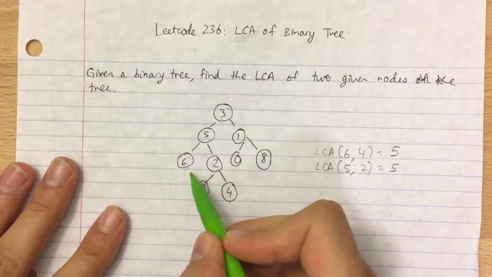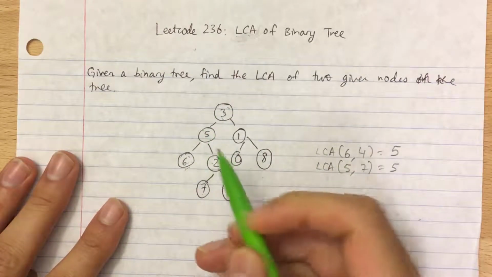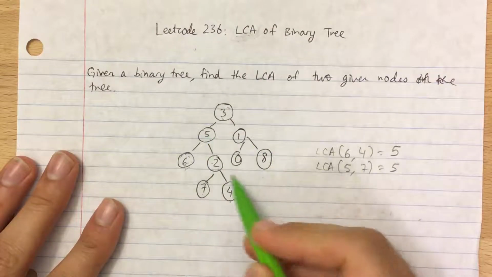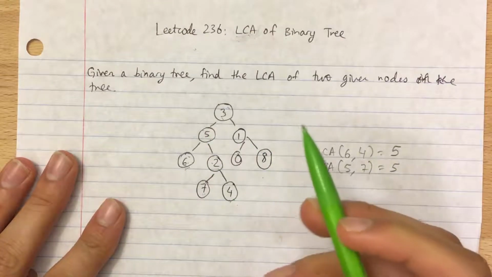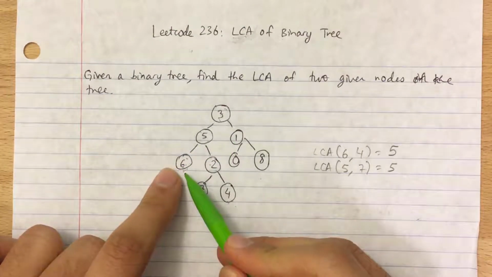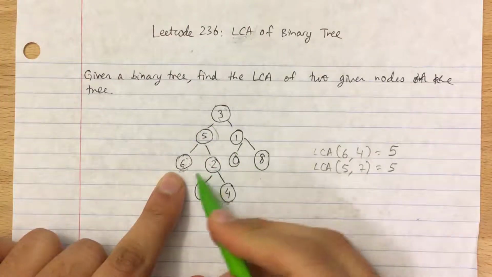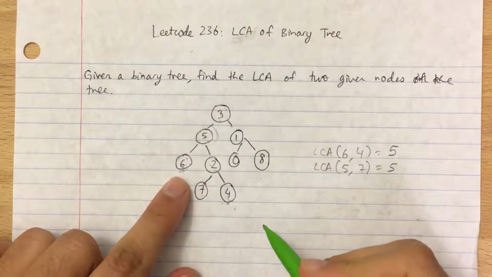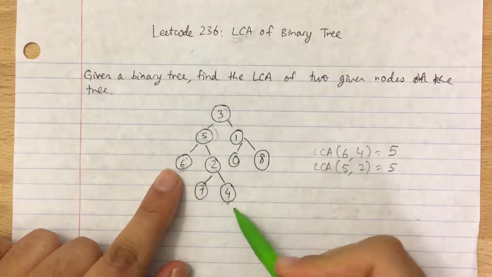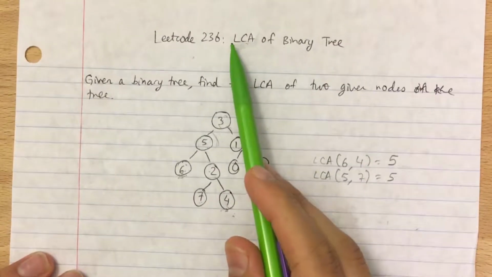As an example, given this particular tree, 5 is the ancestor of 6, but 5 is also the ancestor of 2, 7, 4. If we were to find the least common ancestor of 6 and 4, it would be 5. 3 would also be an ancestor of 6 and 4, but we want the least common ancestor. So that is what we mean by LCA, or least common ancestor.